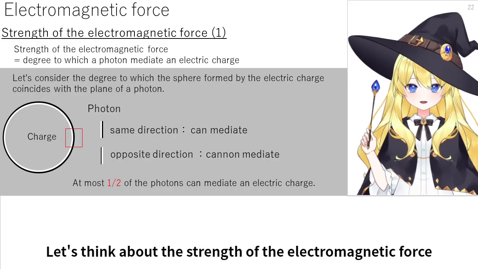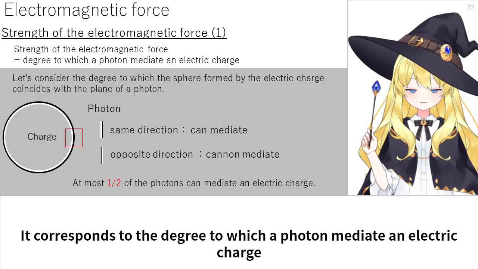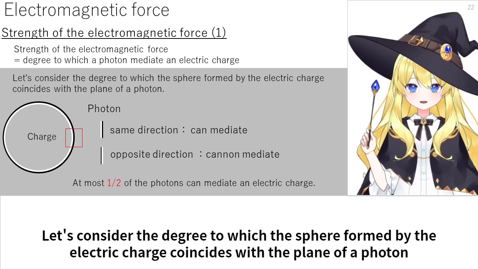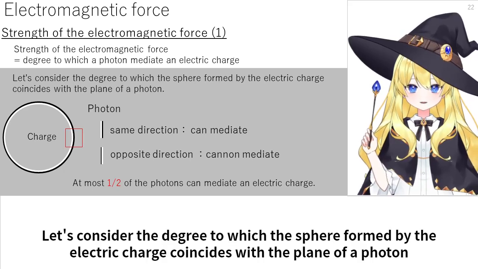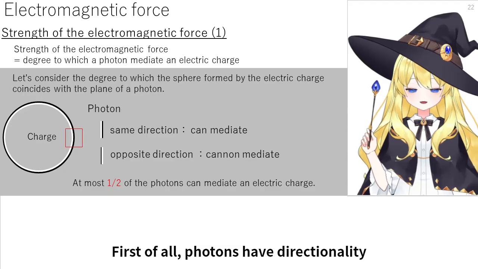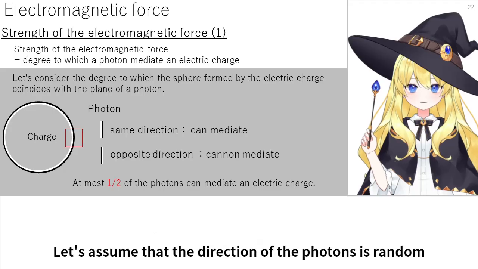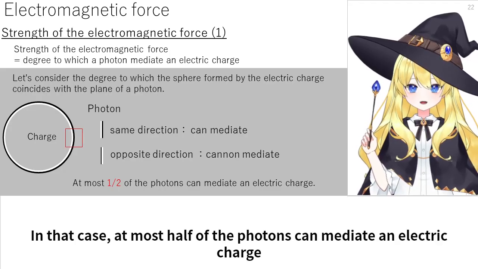Let's think about the strength of the electromagnetic force. It corresponds to the degree to which a photon mediates an electric charge. There is no guarantee that 100% mediation will occur. Let's consider the degree to which the sphere formed by the electric charge coincides with the plane of a photon. First of all, photons have directionality. Photons pointing in the opposite direction cannot mediate an electric charge. Let's assume that the direction of the photons is random. In that case, at most half of the photons can mediate an electric charge.